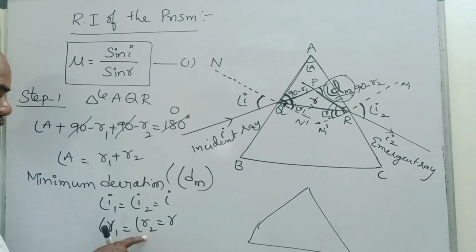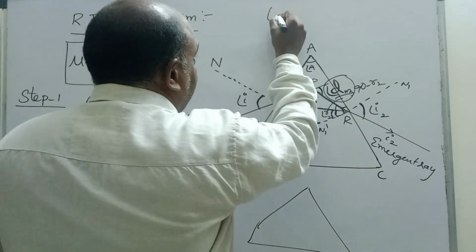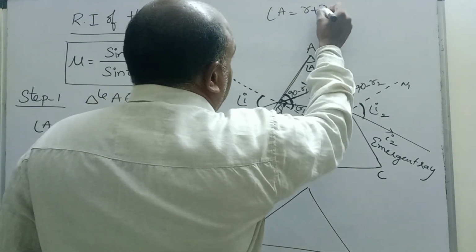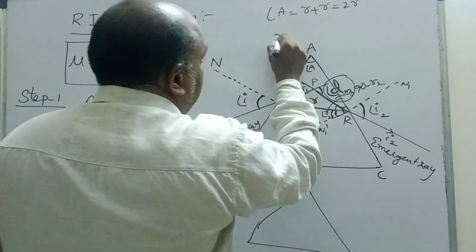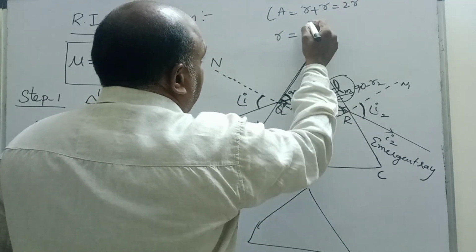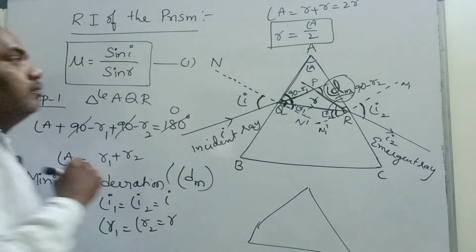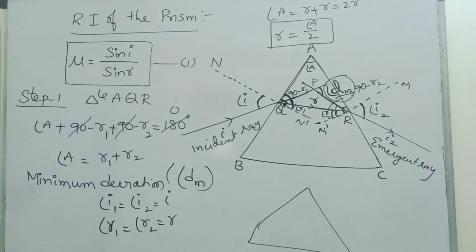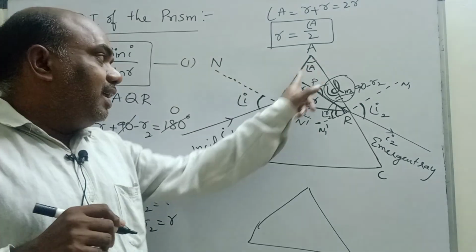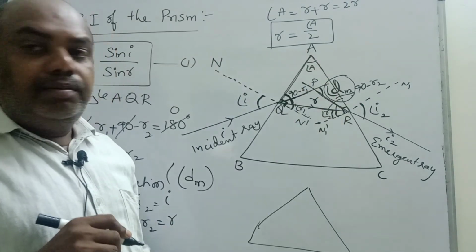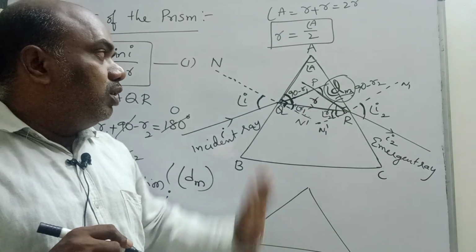Substitute the R1, R2 values here. Angle A is equal to R plus R, that is 2R. From this, R is equal to A by 2. We got the R value. Understand, children? Simple. Once again, for the big triangle you have to take the AQR triangle. The sum of angles in a triangle is equal to 180.